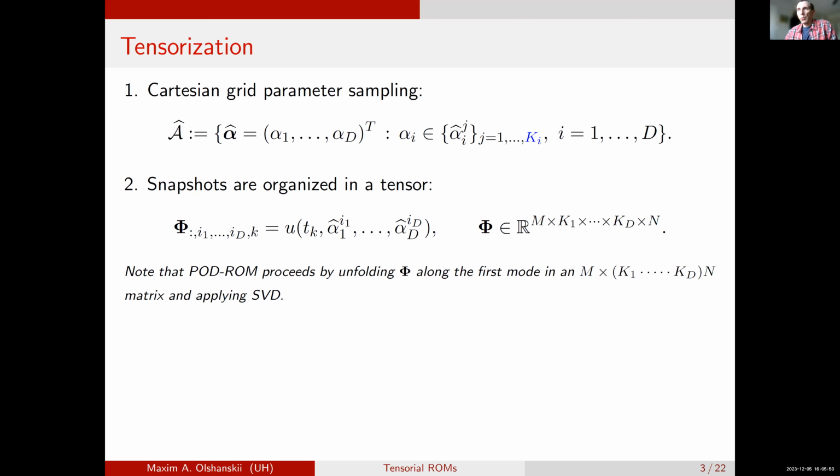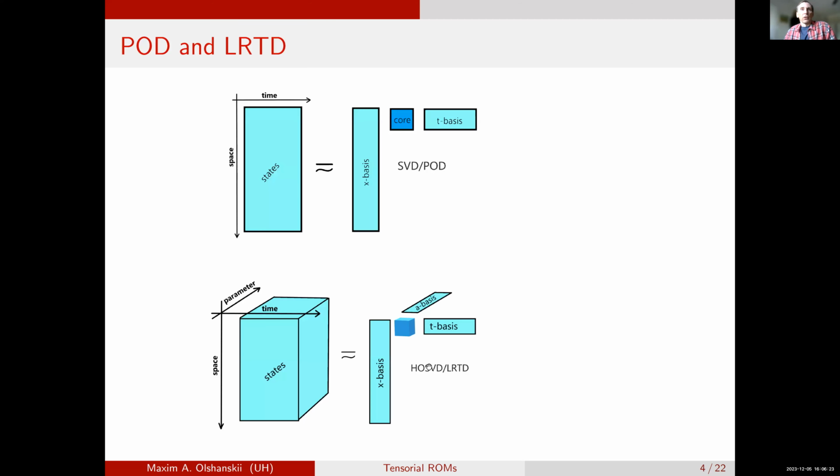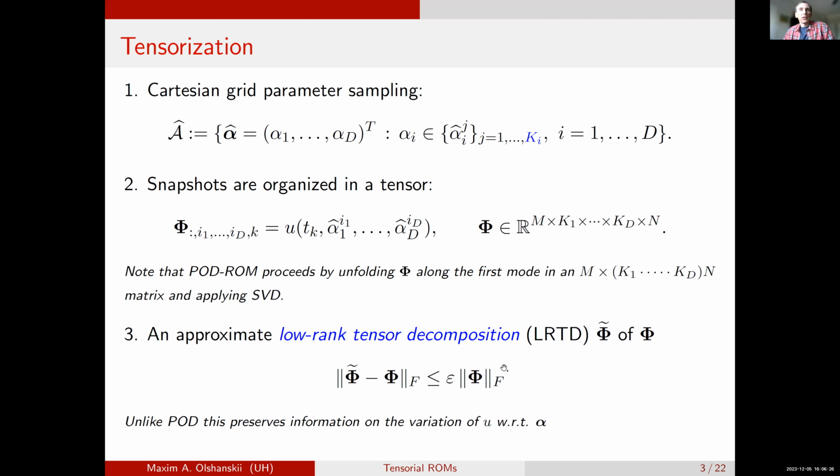If we go with the usual POD, then essentially what we do is unfold this tensor into a large matrix, and then we do SVD. But by unfolding this tensor into a large matrix, we lose any information about the variation of states with respect to any parameter, any explicit information at least. What we want is to keep it. Oops, too fast.